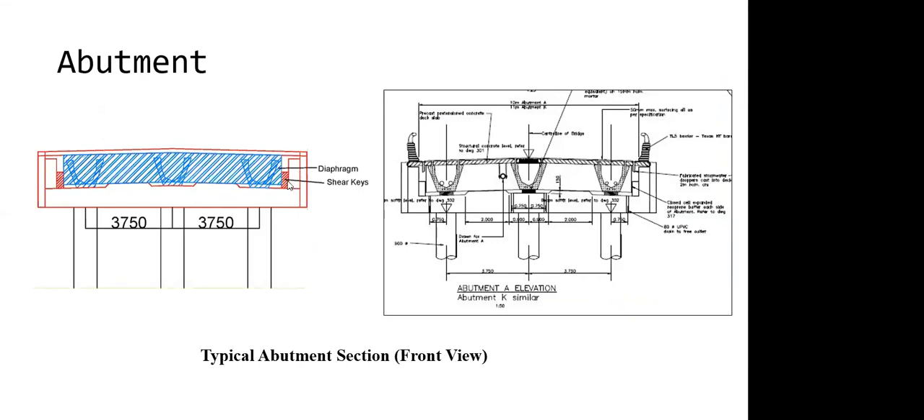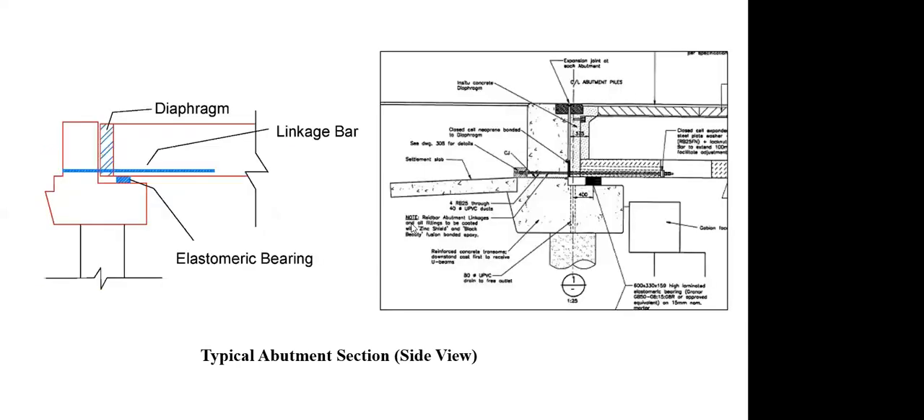And also the shear keys are located here, highlighted in red. So I'm also using uniaxial elastic spring material to model that. And on the left here is just the construction drawing. And over here, there is an abutment section of the abutment. Over here, I'm trying to show the linkage bar and elastomeric bearing and the diaphragm.